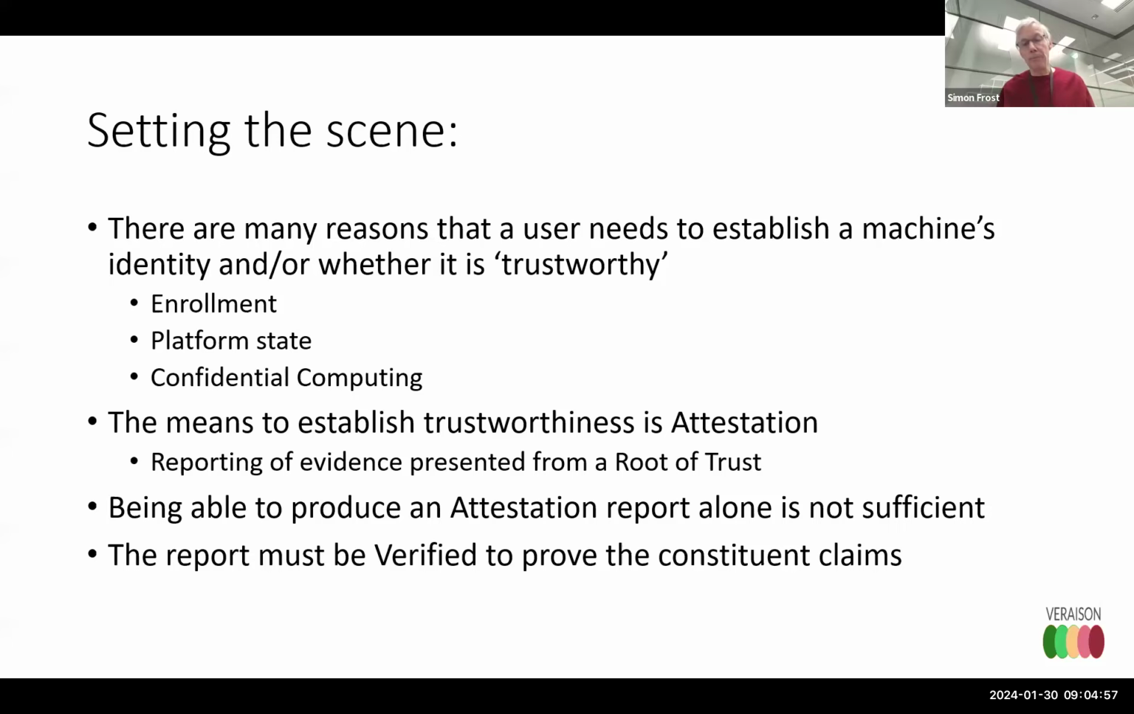So, scene setting: what do you need attestation for? Attestation helps you identify a machine, understand the state of the platform, and whether it has particular capabilities, for example in confidential computing. Attestation, which is the means of collecting evidence presented from a root of trust, something trustable, is a technique, and there are very many ways of teasing that evidence report out of a root of trust. But the report alone is worthless unless you can verify it.